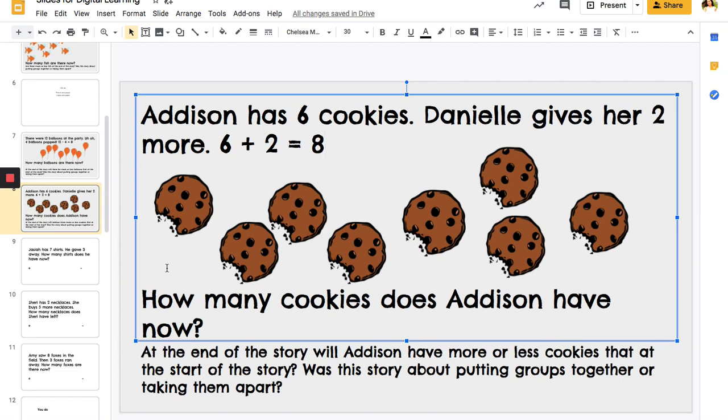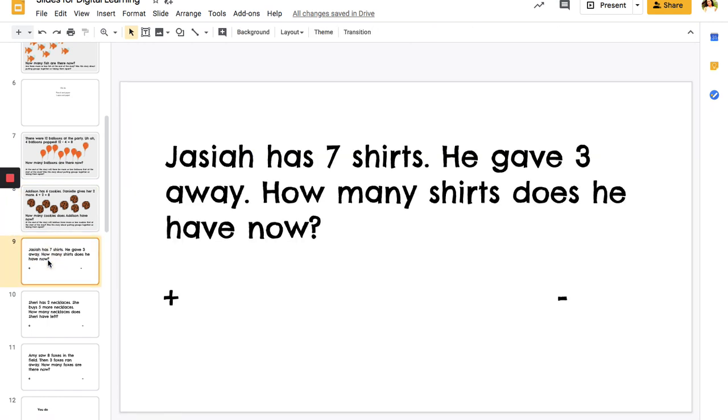Addison has more cookies than at the start of the story. At the beginning of the story, she only had 6. And then Danielle gave her 2 more, and now she has 8. So tiene más galletitas que tenía cuando empezamos este problema. So ponemos los 2 grupos juntos. We put these 2 groups together, right, boys and girls? Awesome.